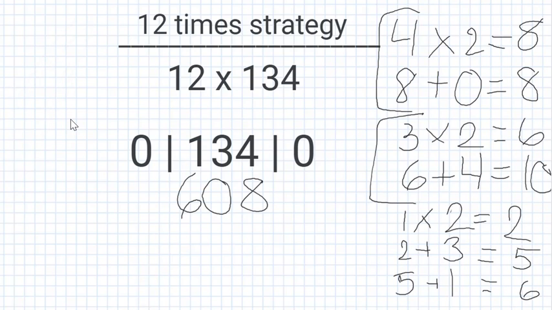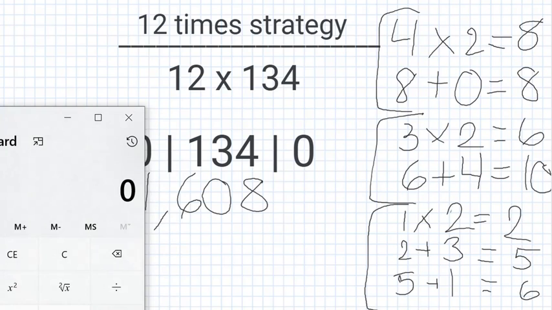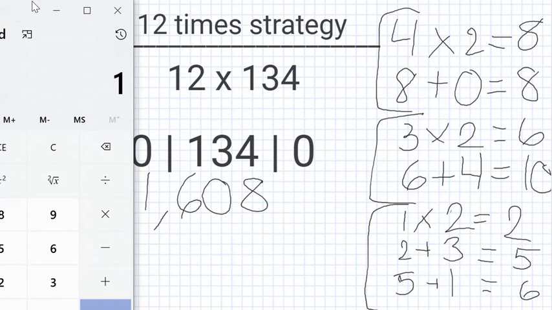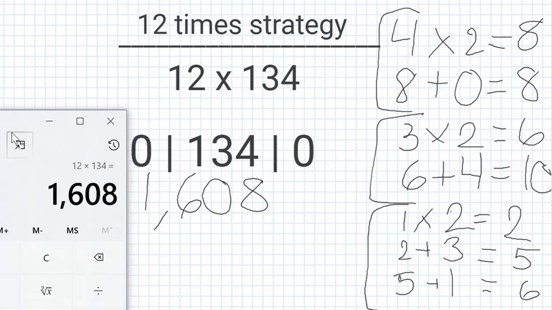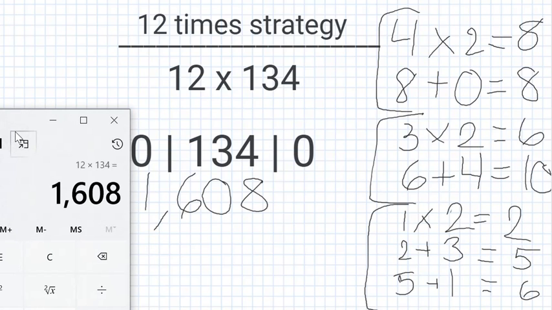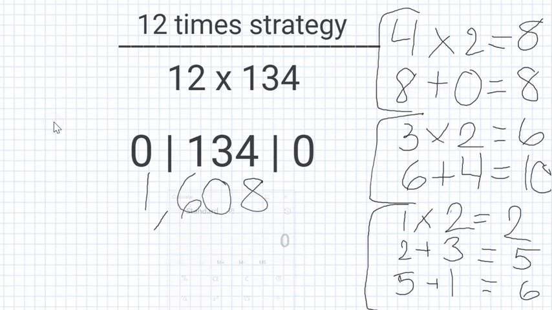Okay, and last but not least, we have 0. And 0 times 2 is 0. And then 0 plus the closest number towards the left, which is 1, is just 1. And you write that down, and you get your answer, which is 1,608. And I have the calculator, and the problem was 12 times 134, and the calculator says 1,608, which is the exact answer that we got.